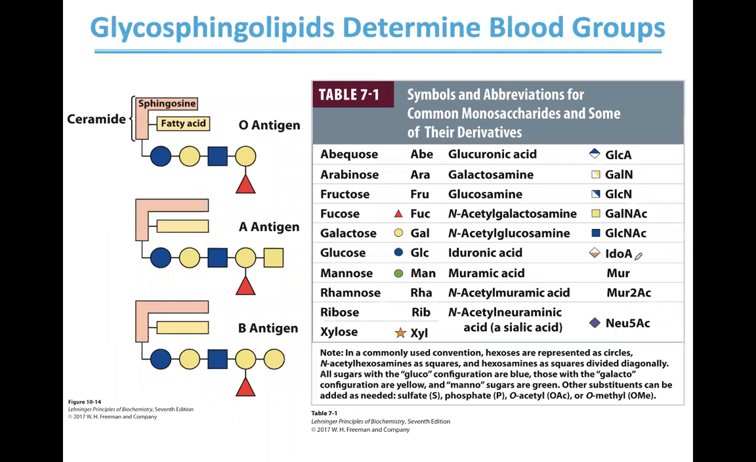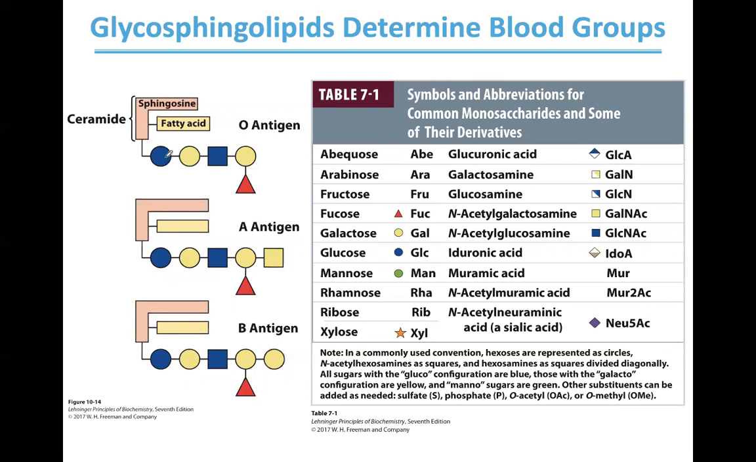So let's look at the picture, it is much better actually. So this is glycosphingolipids, which will determine the blood groups. This will be in the cell membrane of the red blood cells. So we have ceramide, right? Ceramide, which is sphingosine and a fatty acid attached to the nitrogen. That's the amide. So we know that. And so here is the carbohydrate tail.